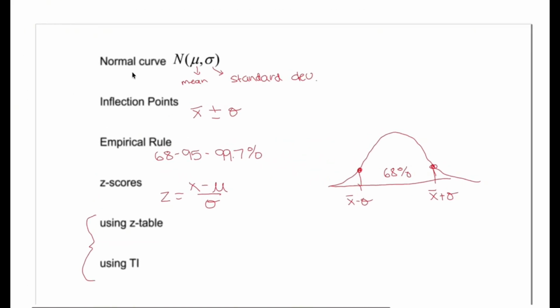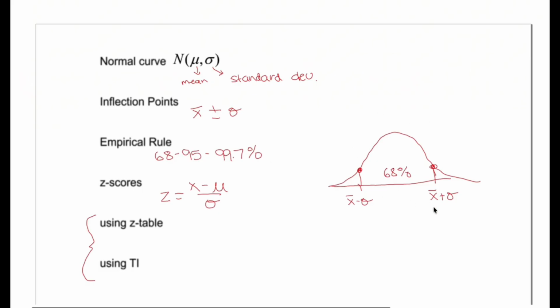So first of all, the normal curve, represented using notation, is like this: a big N with parentheses, mu, and standard deviation inside. Mu here means mean, and standard deviation is this symbol. Inflection points are where you use x bar plus or minus the standard deviation. And the empirical rule is 68, 95, and 99.7%. So 68 means you are 1 standard deviation away from the mean, 95 means 2 standard deviations from the mean, and 99.7% is 3 standard deviations from the mean.